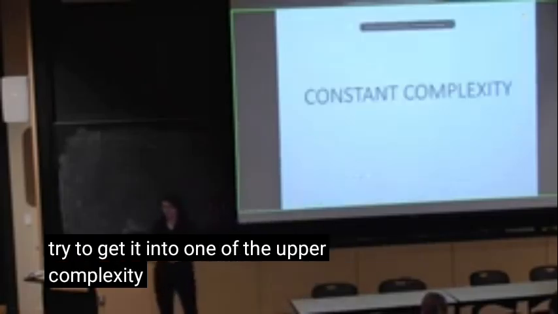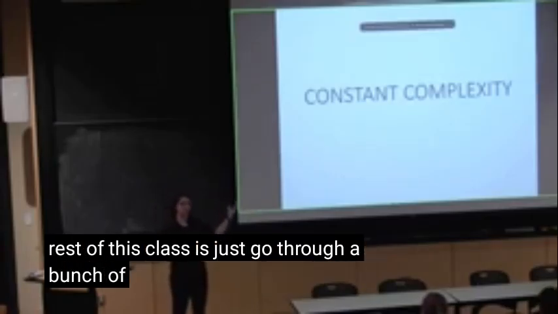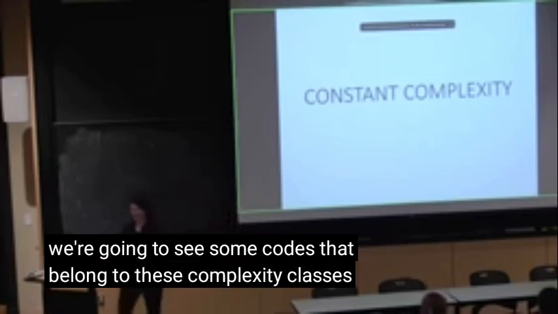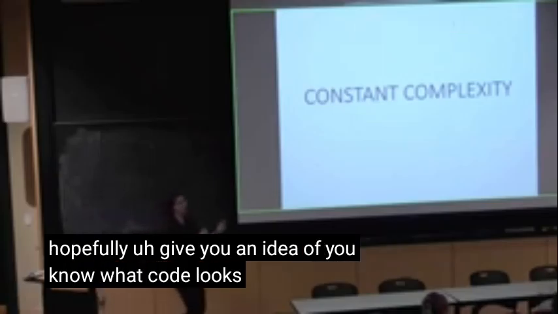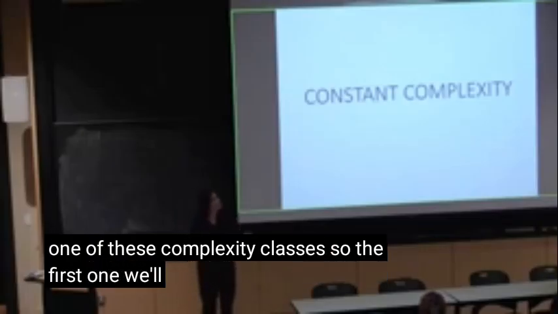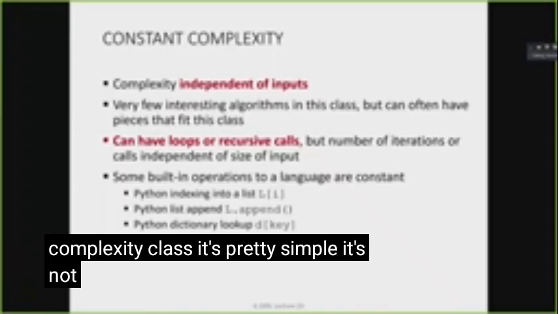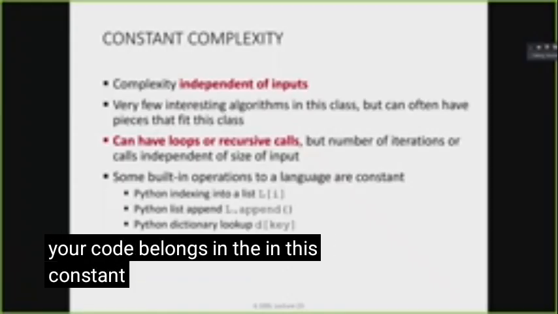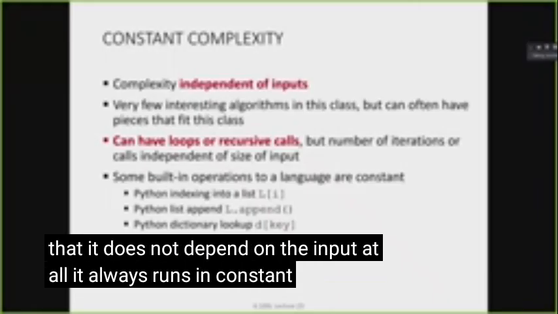So what we're going to do the rest of this class is just go through a bunch of these complexity classes, and we're going to see some code that belongs to these complexity classes, and hopefully give you an idea of what code looks like that fits in one of these complexity classes. So the first one we'll look at is the constant complexity class. It's pretty simple. It's not really very interesting. If your code belongs in this constant complexity class, that means that it does not depend on the input at all. It always runs in constant time.